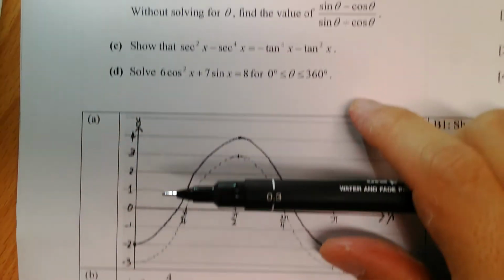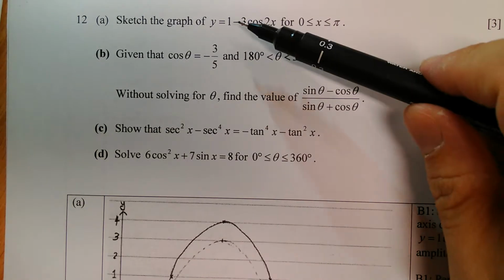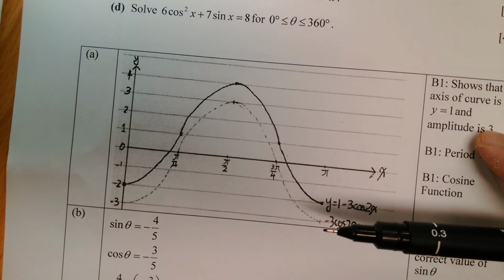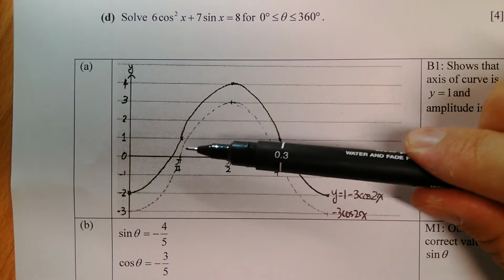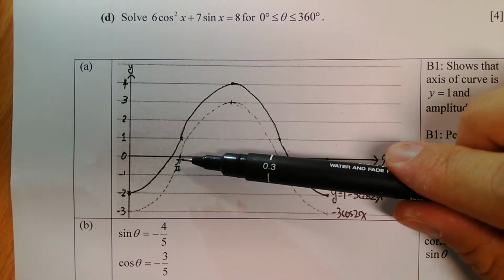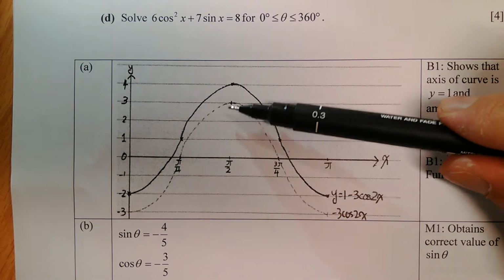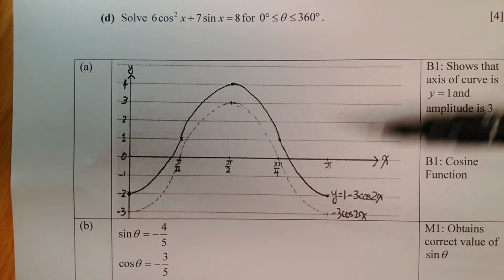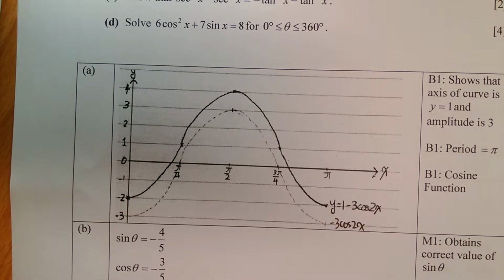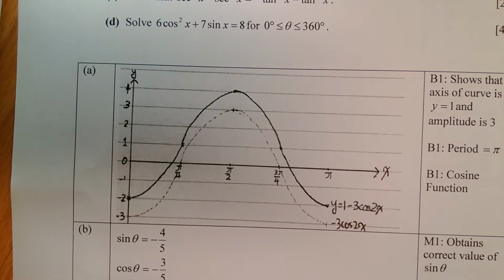Finally, we know that there is a +1 down here. So +1 means that every point will shift up by 1. So -3 becomes -2, 0 becomes 1, 3 becomes 4, 0 becomes 1, and -3 becomes -2. And you are done with 12 part A.